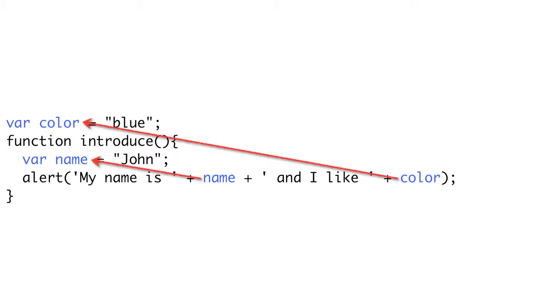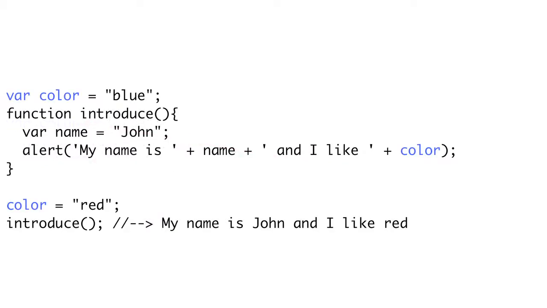Note that color has the value blue in this code, but if someone were to change the value of color to red and then invoke the function introduce, it will alert I like red. This is because color inside of introduce doesn't refer to the value blue, but the actual variable color defined in the global scope. When we change the value of color in the global scope, it is reflected in the code anywhere that the color variable is used. We call this static or lexical scoping.